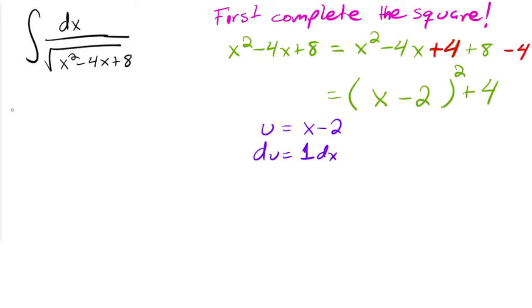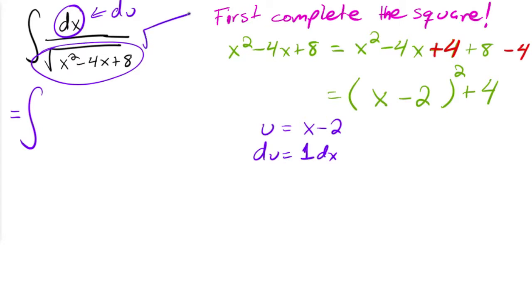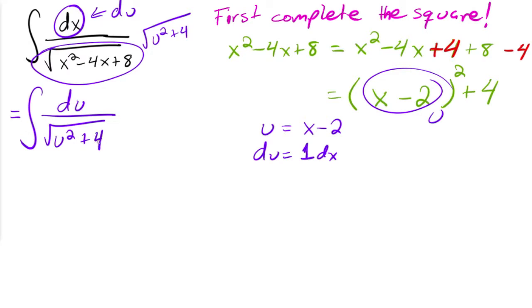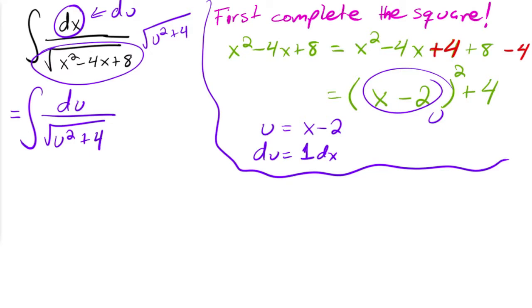So then what you get is this is going to equal the integral. dx is going to be du. And then this right here is going to be the square root of, instead of x squared minus 4x plus 8, you're going to use u squared plus 4. So this is du over the square root of u squared plus 4. And so see, now it's easy to recognize as a trig substitution case where you would let u be, instead of x, it's u this time, 2 tangent theta. Then du is 2 secant squared theta.